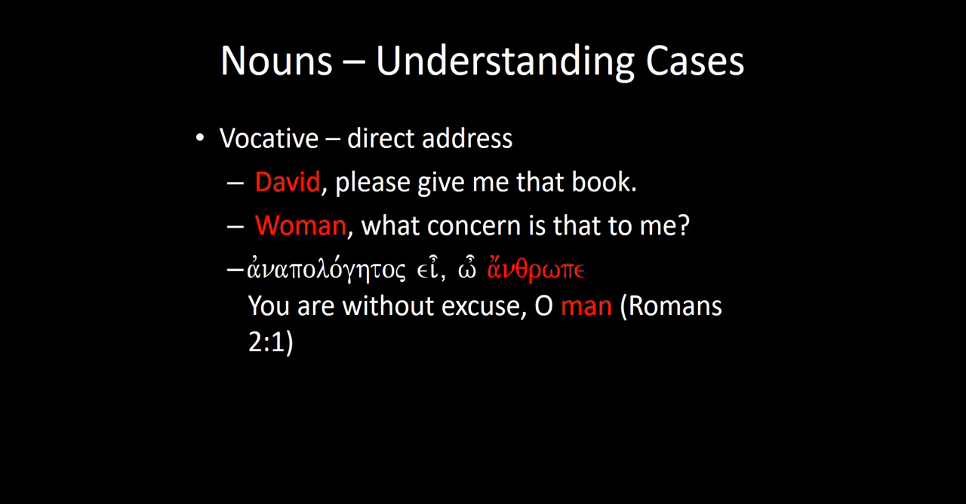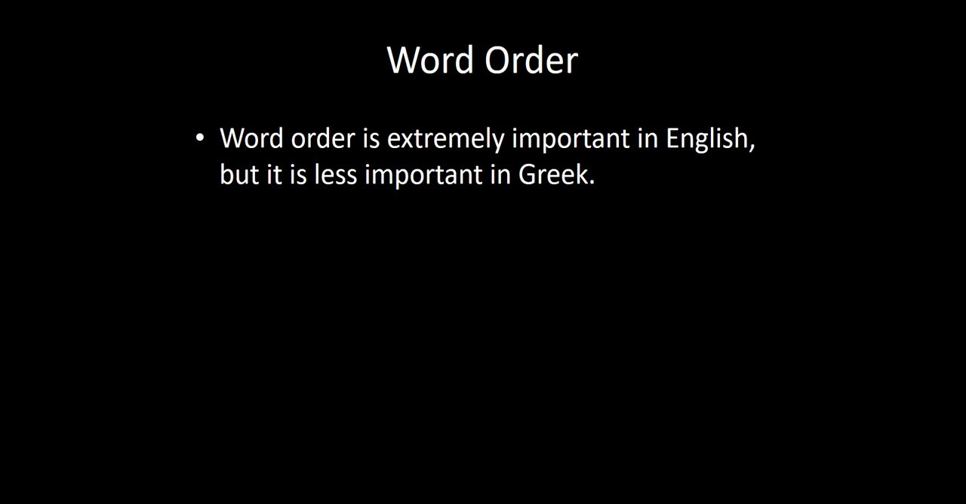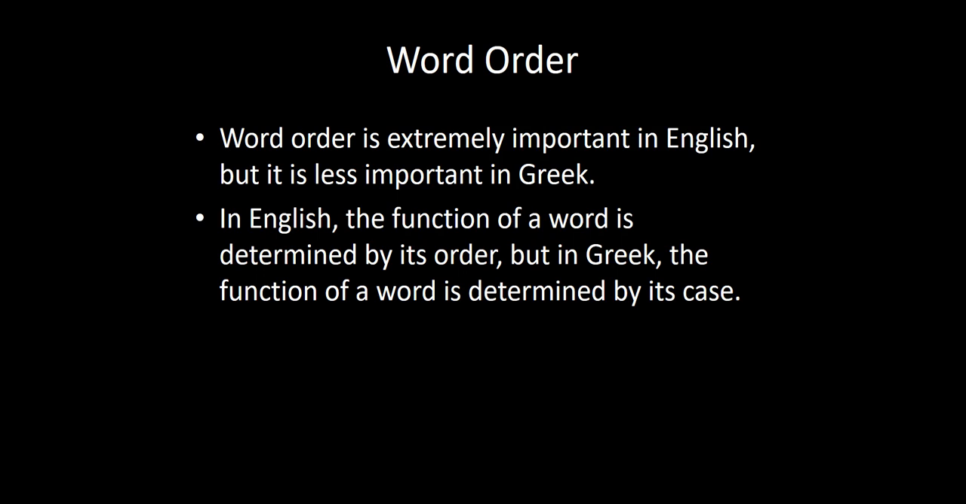In English, word order is extremely important. It's not as important in Greek. We won't say it means nothing, but it definitely doesn't mean everything. So in English, you determine the function of a word by its order in a sentence. So if I said, David eats apples, then David is the subject because it precedes the verb eats, and apples is the object. If I said apples eat David, then I'm saying something completely different. And I'm doing that based on word order.